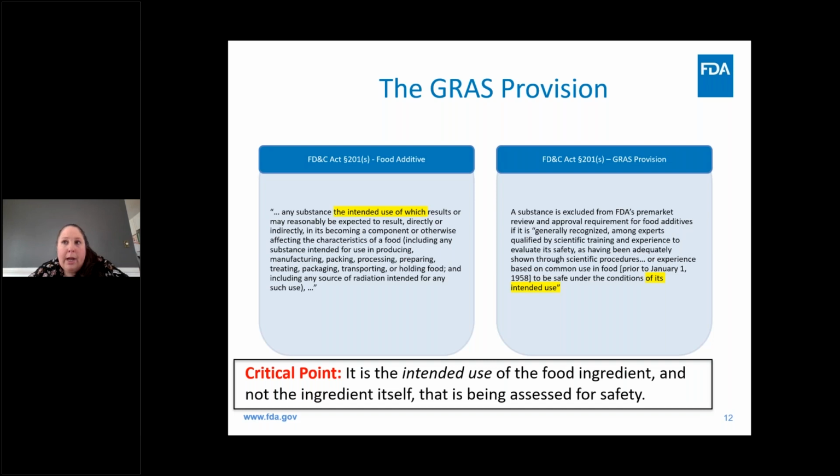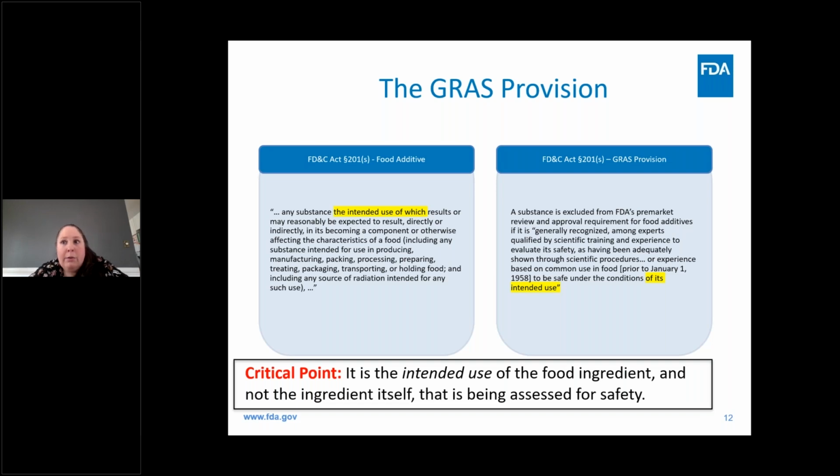GRAS stands for Generally Recognized as Safe, and I'll spend the next few slides looking at the GRAS provision a little bit more closely. There are 2 points that I would like you to take away from this slide. First, the Act dictates that FDA must approve the use of food additives and issue a regulation as part of the approval process, the food additive petition process that I just described. In contrast, if a substance meets the GRAS criteria, it does not require pre-market approval by the FDA. In effect, what that means is that the GRAS notification program is voluntary.